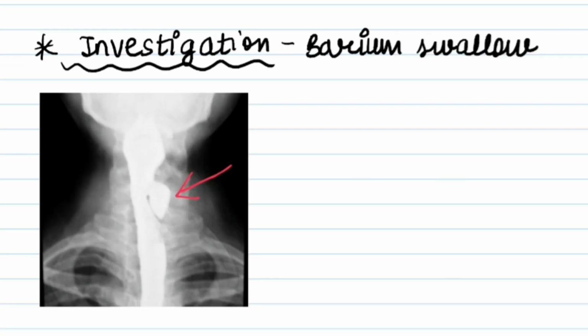So how can we investigate Zenker's diverticulum? We can do it by barium swallow, barium swallow with video fluoroscopy. It provides information about the size, location, and the characteristics of the mucosal lining of the Zenker's diverticulum, as you can see in the image.